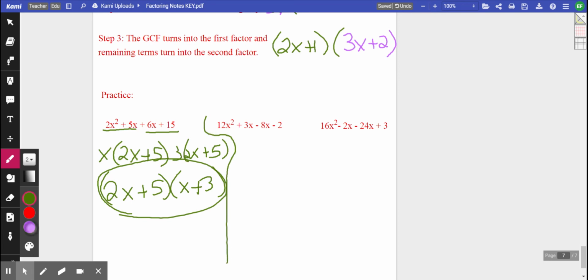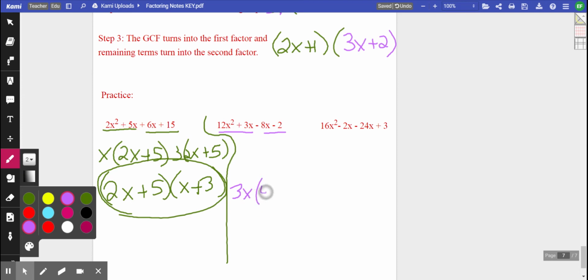So let's take grouping the first 2, grouping the last 2. I'll move it down a little bit. GCF of the first set looks like 3x. We'll be left with 4x plus 1. GCF of the second set looks like that's going to be a negative 2. So in that case, we're going to be left with, again, 4x plus 1. So in that case, final answer, 4x plus 1 is one factor, and 3x minus 2 would be another factor.